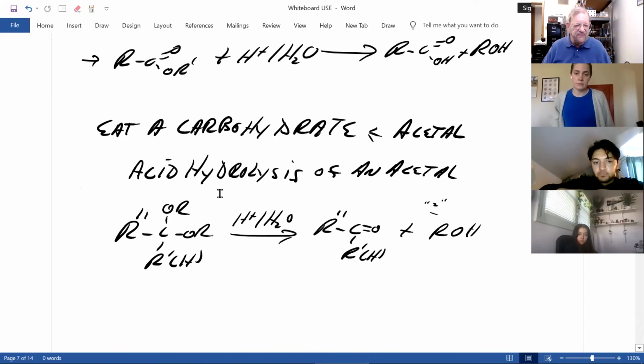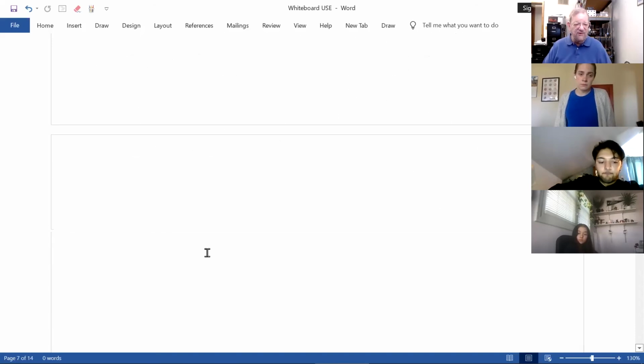When you eat a carbohydrate, what's linking glucose together? And that is an acetal linkage. So that's acid hydrolysis of an acetal, and here's the general reaction. Acetal, acid and water, gives back the ketone or aldehyde you would have used to make that acetal or ketal, plus the alcohol you would have used to make that acetal or ketal.